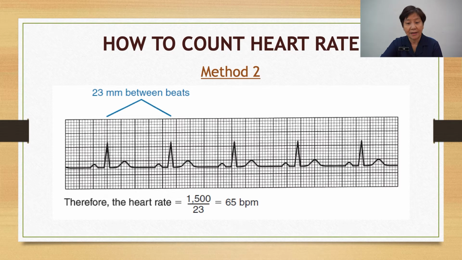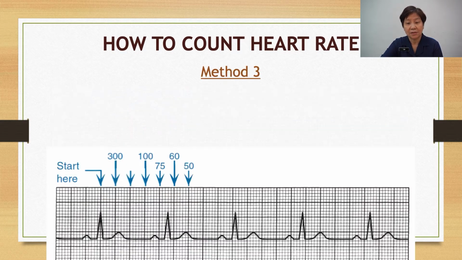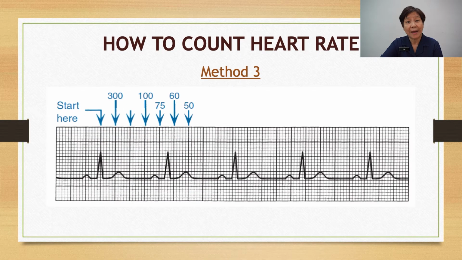The third one, you can use 300 divided by the number of big squares between two RR intervals. Let's say R to R, if you have 2 big squares, it becomes 150 beats per minute because you are using 300 divided by 2. If you have 5 big squares between your RR, 300 divided by 5 is equivalent to 60. So still within sinus rhythm.